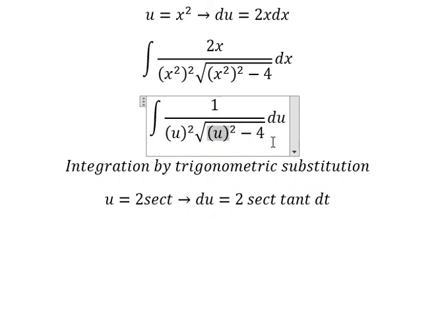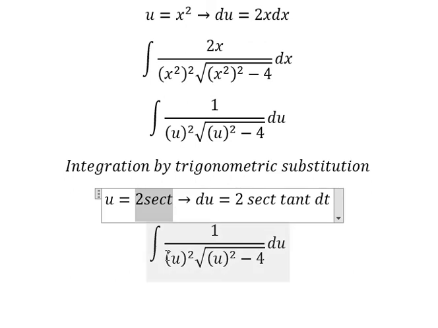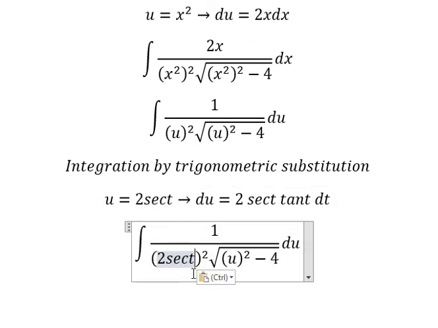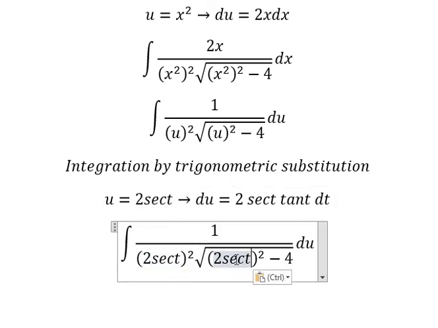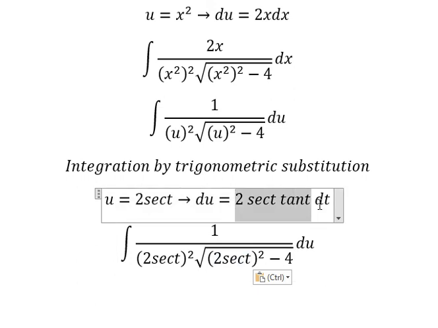Number 4, we can do factorization. Secant of t square minus 1, you get tan t square. And later we simplify the square root and du. So we put this one going here and here. Du we change by this one.